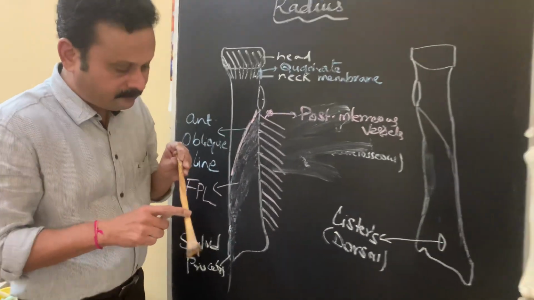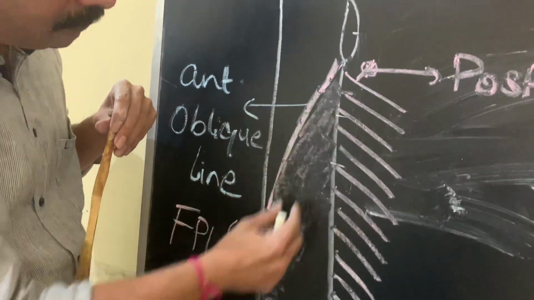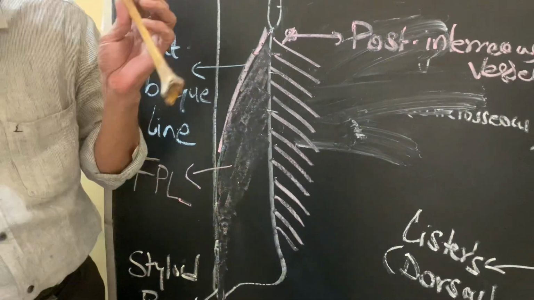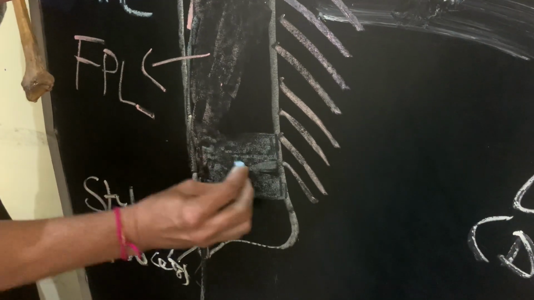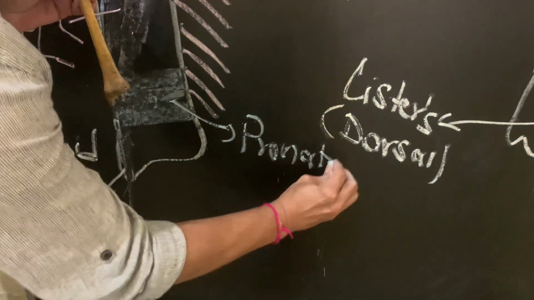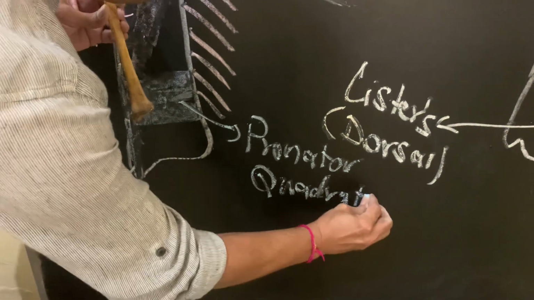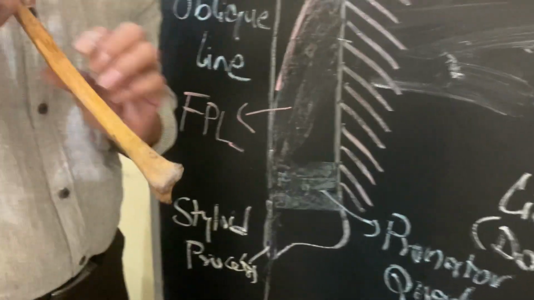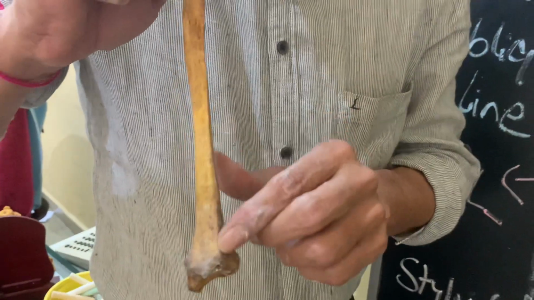So the anterior surface of the shaft of the radius in its upper 2/3 or upper 3/4 gives origin to flexor pollicis longus, whereas in its lower 1/4 or lower 1/3 it receives the insertion of pronator quadratus. The superficial fibers of the pronator quadratus are inserted here, and the deep fibers are inserted into this triangular area formed by the splitting of the interosseous border.